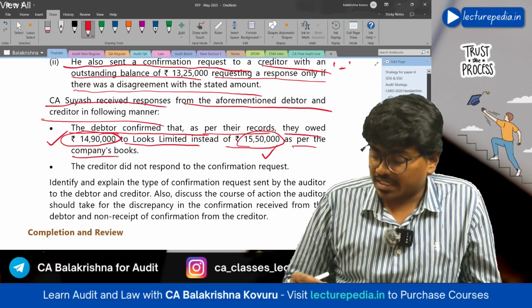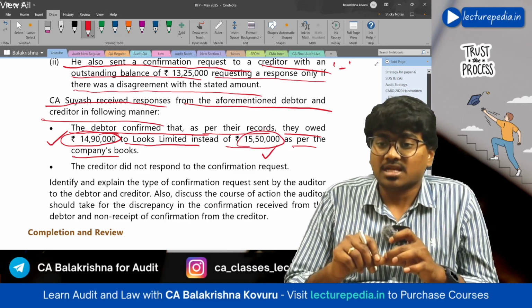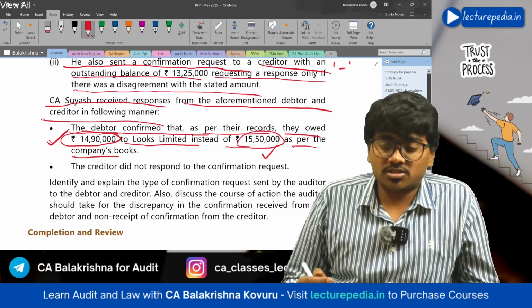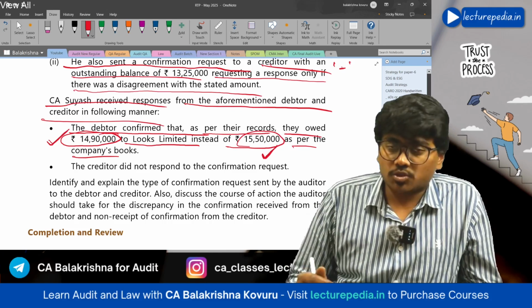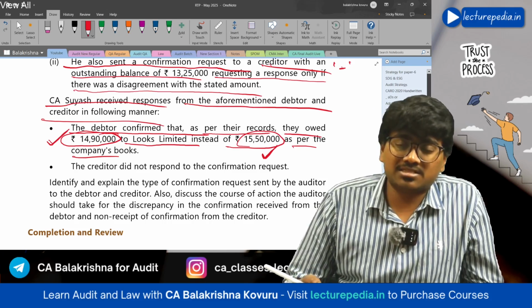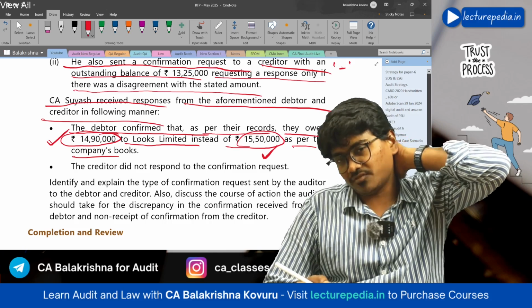Now, in this situation, the auditor should first of all discuss with the management why there is a difference, and he should identify whether the external confirmation sent by the debtor is wrong or the amount that is being shown in the financial statements is wrong. He needs to evaluate further. After that, he should ask the management to make the corrections if he finds that the amount that is disclosed in the financial statements is wrong.